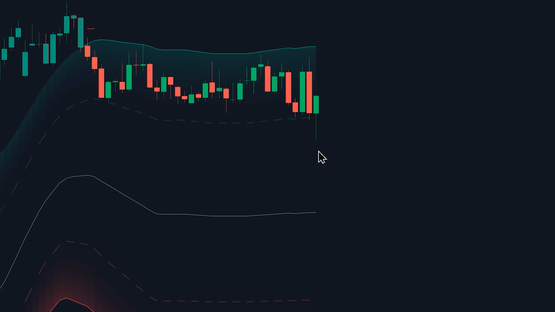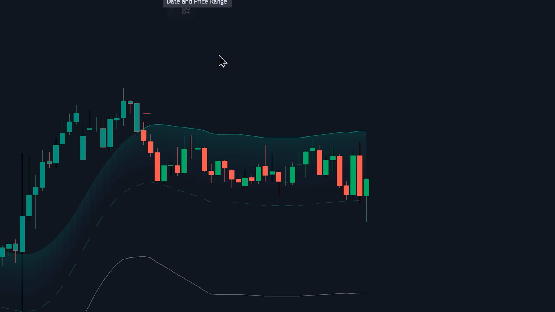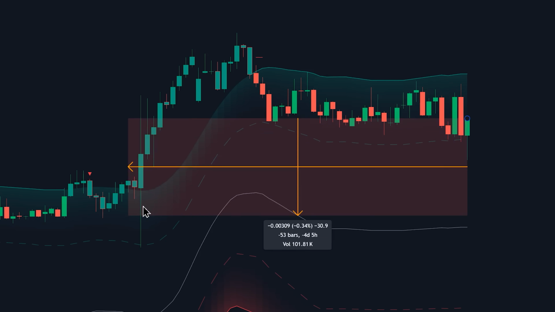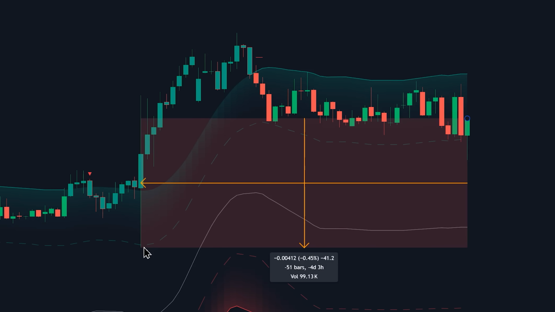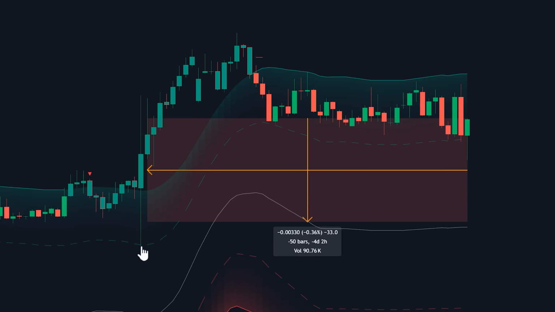Next, we need to have a gap before the pullback, and it should be a gap of at least 15 candles. So you take your price and date range tool, you draw it from the pullback candle going backwards all the way to the most recent point, or the last point where the candle touched the dotted line, which is right here. So this is our gap, and as you can see, it says 50 bars. Our minimum is actually 15 bars, which means this condition is met.